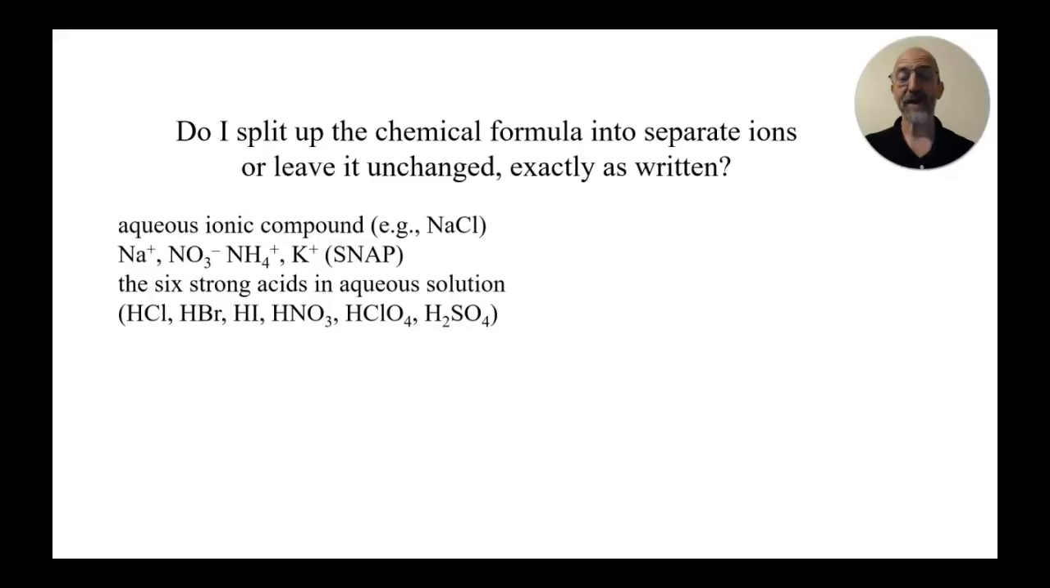And as far as aqueous ionic compounds are concerned, sometimes they will tell you, it could be calcium chloride or magnesium sulfate. If they say it's aqueous and you know it's ionic, split it up. The other soluble snap ions that are listed there, those aren't the only substances that could be soluble. So it's possible that they'll tell you that calcium chloride is soluble and you would split it up. And also split up the 6 strong acids. So those 6 strong acids would be split up into separate ions.